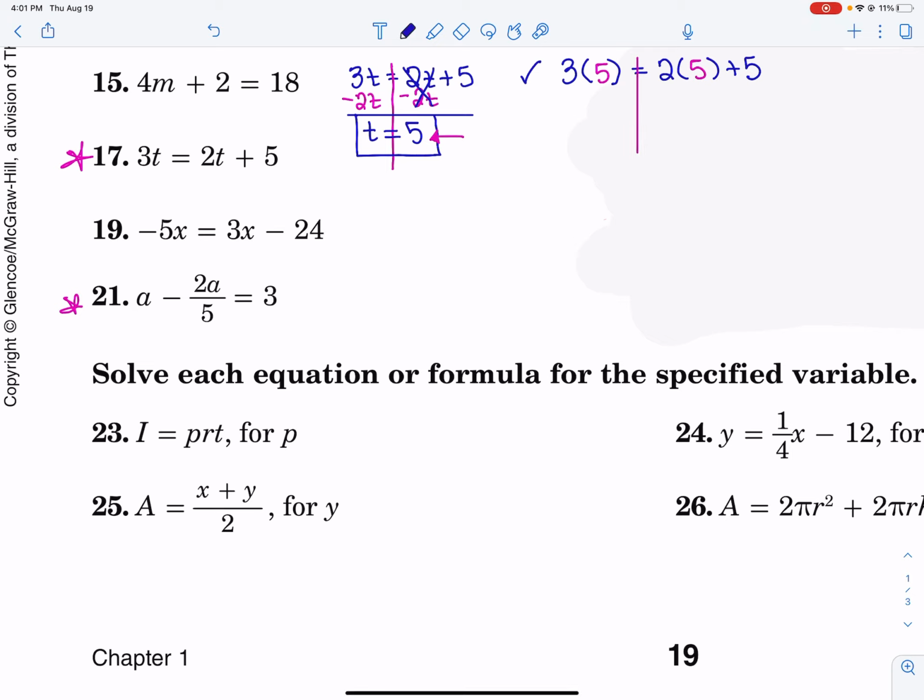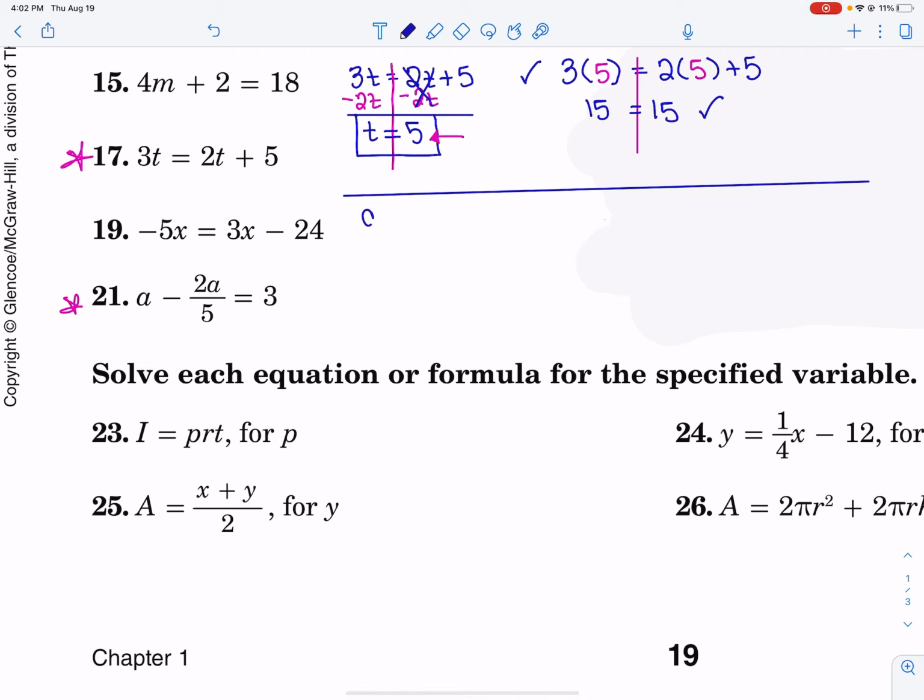All right, let's see if the left side is the same value as the right side. 3 times 5 is 15. 2 times 5 is 10. 10 plus 5 is 15, and that is correct. All right, so let's go on to number 21.